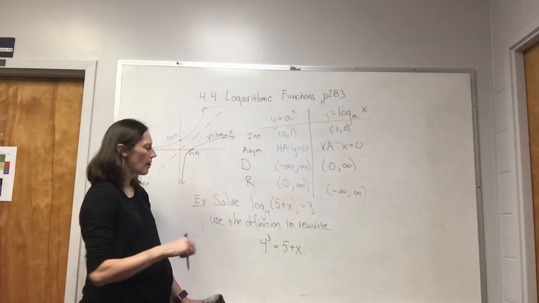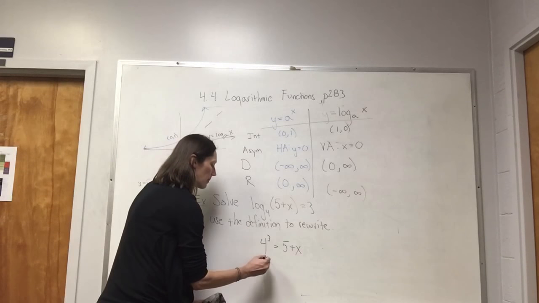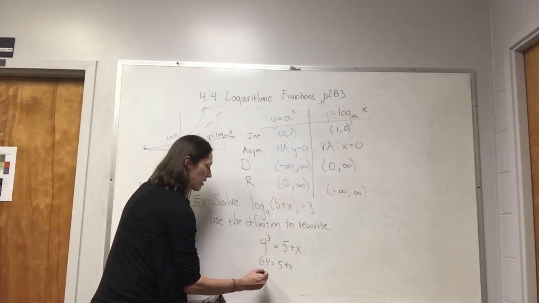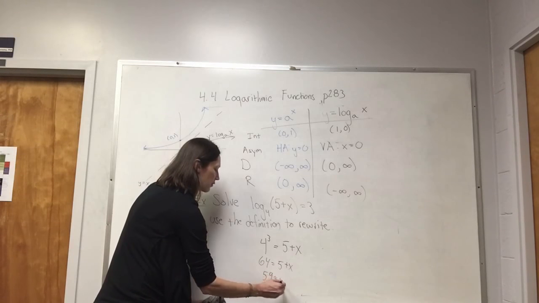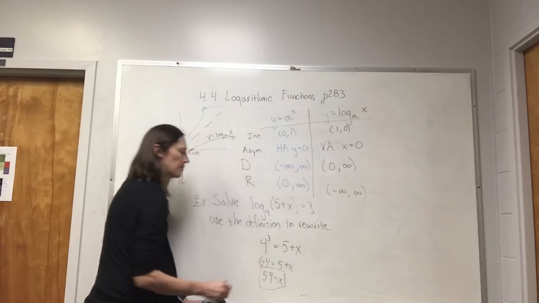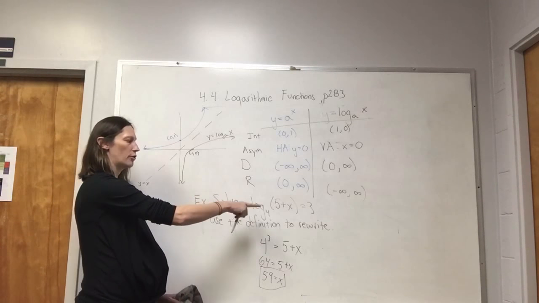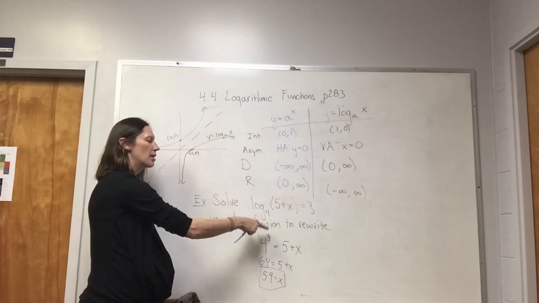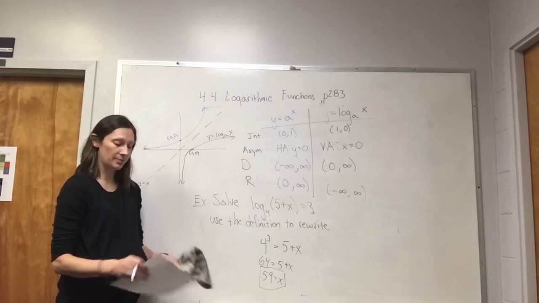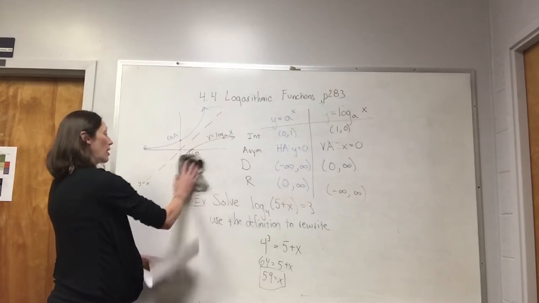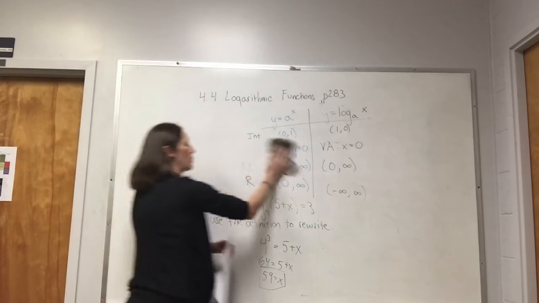I can solve that. 4 cubed is 64. 64 is 5 plus x. Undo the 5, and I get that x is 59. So that's how you would solve a logarithm of this type. You want to rewrite it as an exponential. All right, so we have enough that if we could solve this logarithm, maybe we can go back and actually solve the exponential that we had at the beginning.